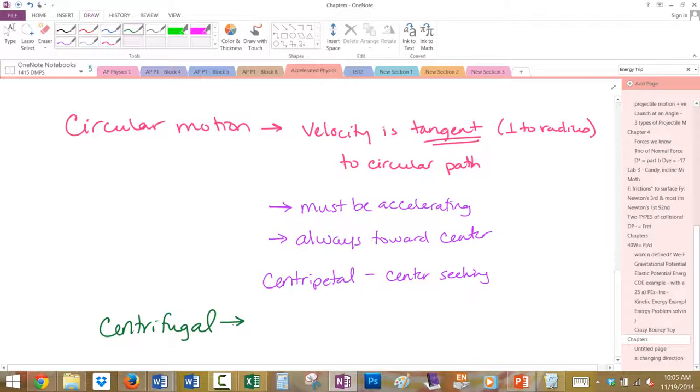Centrifugal means center fleeing. That would imply that there's a force that's pulling outward. Is there an outward force causing something to move in a circle? No. This does not exist. Remove it from your vocabulary.